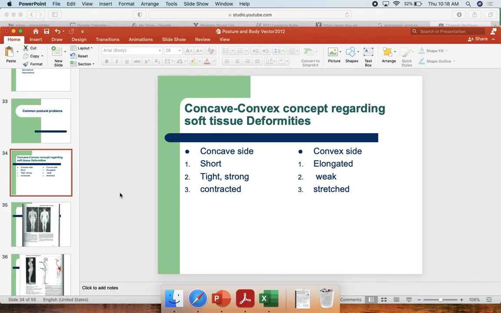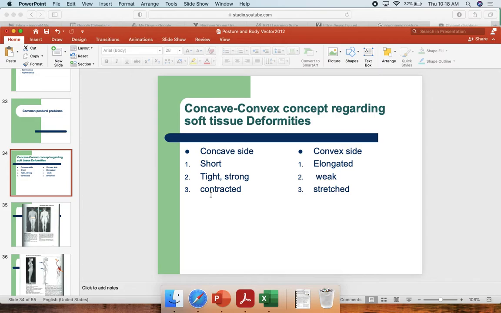Just as a general rule, any part of the body that is concave is going to be short and tight with contracted muscles. So think really quickly about a concave part of the body. If someone has excessive lordosis, for example, in the lumbar spine, their lumbar spine is going to be curved more anteriorly. It's going to create a concavity. Those muscles in that lumbar lordosis are going to be very short and very tight.